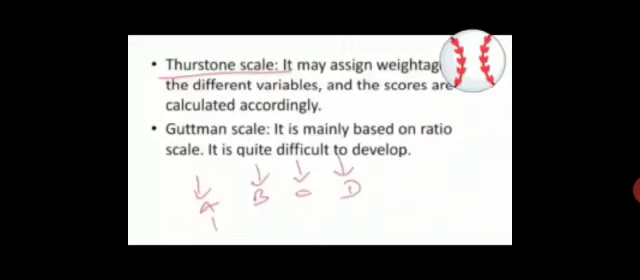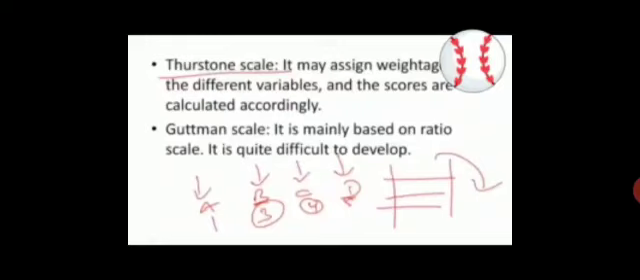Next is the Thurstone scale. In such a type of scale, we divide the variables as A, B, C, D, and then we give them numbers like 1, 3, 4, 5. So through proper planning, we measure it. The Thurstone scale may assign weightage to the different variables and the scores are calculated accordingly. Then next is the Guttman scale. It is mainly based on the ratio scale. It is quite difficult to develop. This type of scale is a bit difficult.